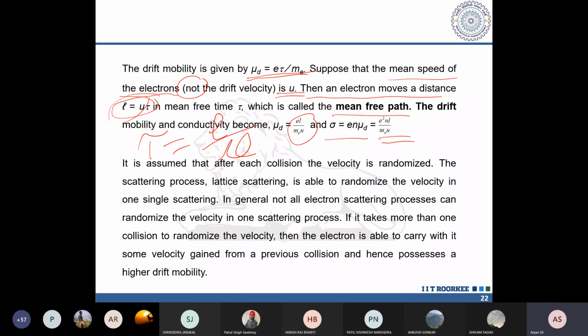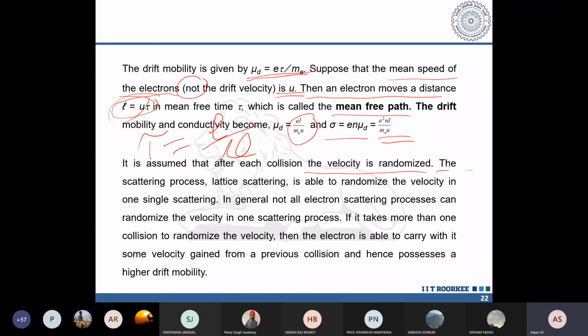Why are you deriving? Because it has got a meaning. In some places you will find the data given in terms of mean free path. In some places you will find data available in terms of mean free time. So you should be able to handle both these things depending on the situation. It is assumed that after each collision the velocity is randomized. So this you have already realized.